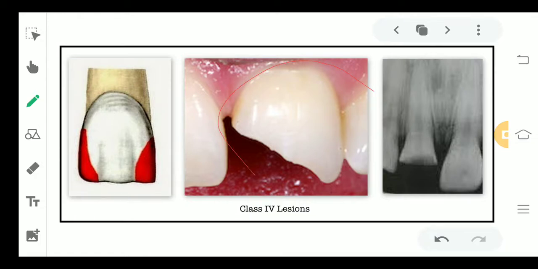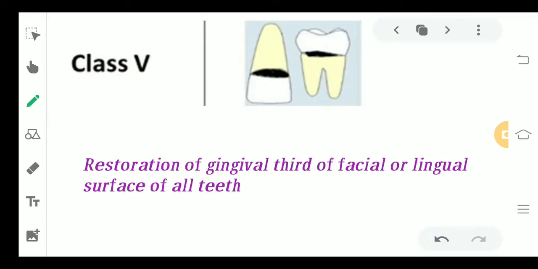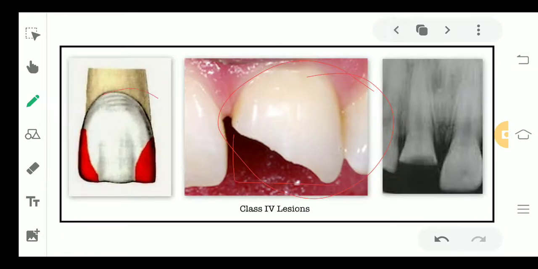Whenever you get a patient with this kind of case, that his tooth is fractured from this particular area, from the incisal edge area, then you're going to do the class 4 cavity preparation, and this is how you're supposed to restore the teeth. Now you see when it is broken from the edge.